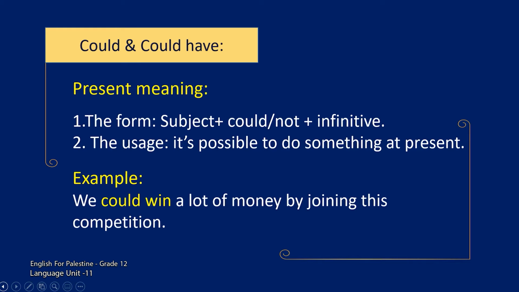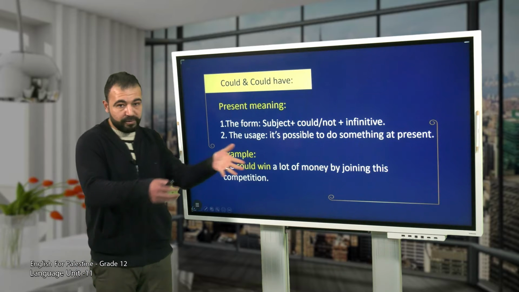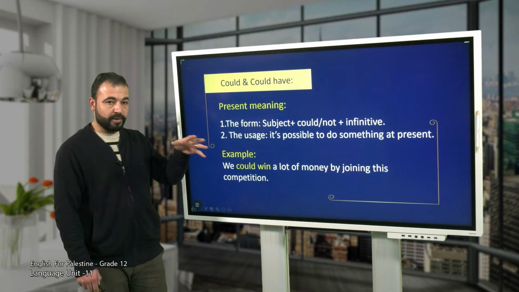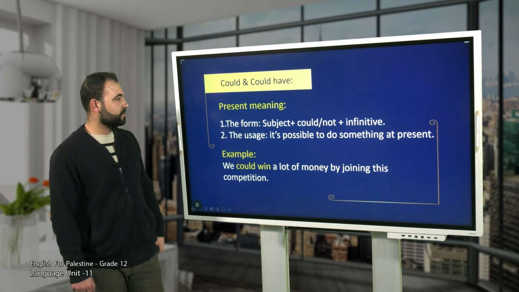Let's see this example. We could win a lot of money by joining this competition. We may win, we could win, a possibility which is related to the present.